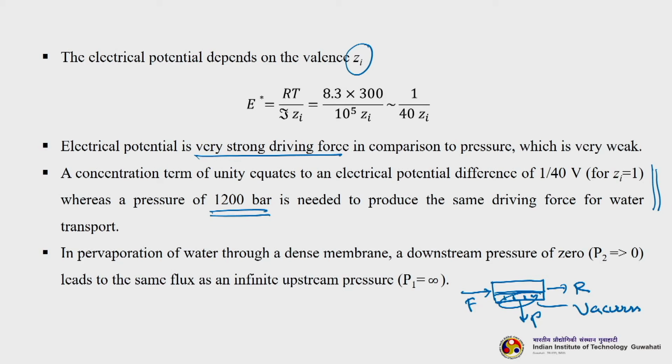Why do we do that? We create a low vapor pressure so that the permeate will condense. This is the mechanism. Pervaporation membranes are also mostly non-porous membranes, so the mechanism is solution diffusion.